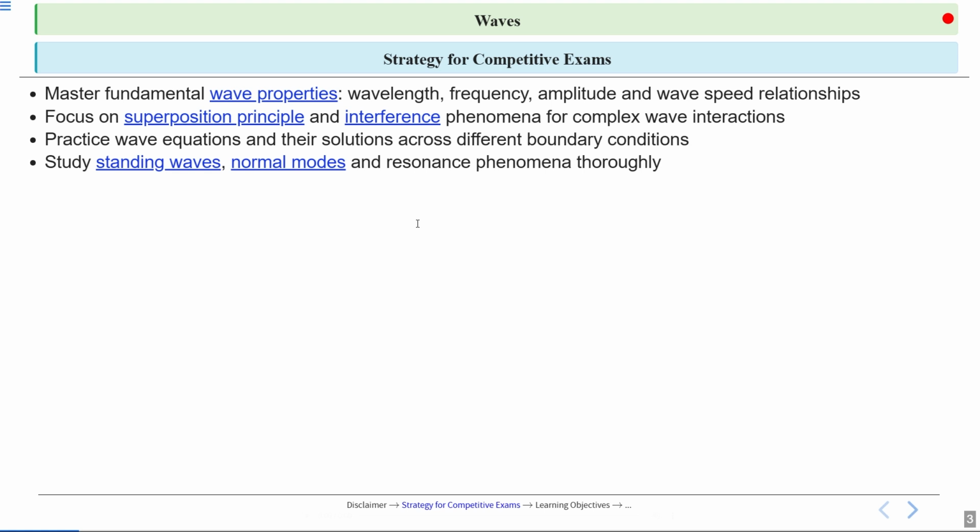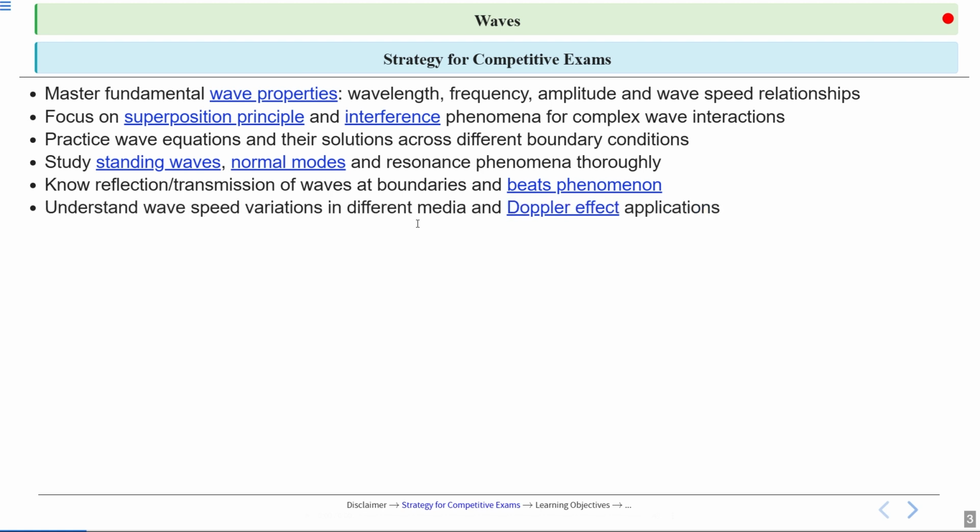Study standing waves, normal modes, and resonance phenomena thoroughly. Also study reflection and transmission of waves at boundaries, and beats phenomena. Understand wave speed variations in different media and Doppler effect applications. Solve problems from past year JEE and NEET papers.